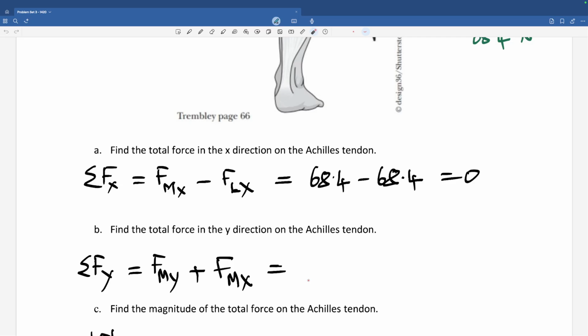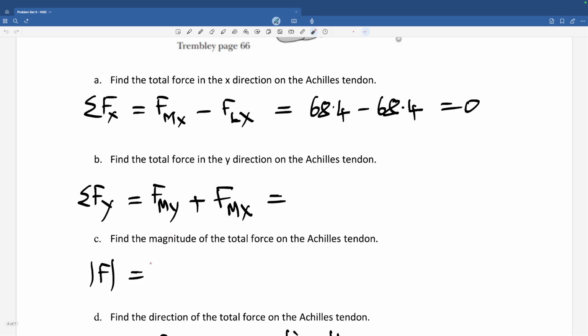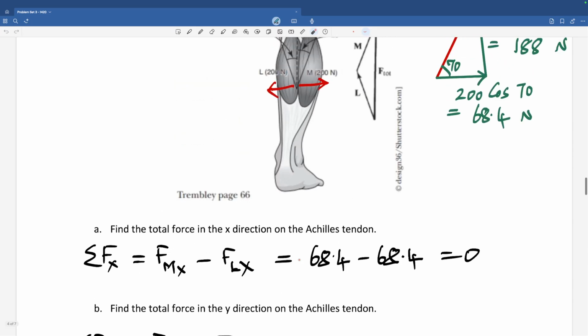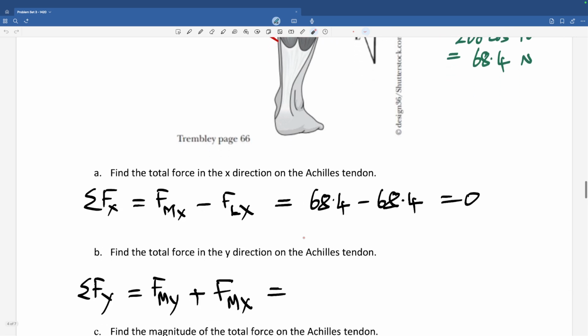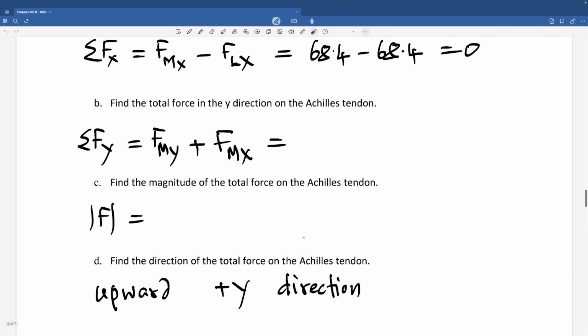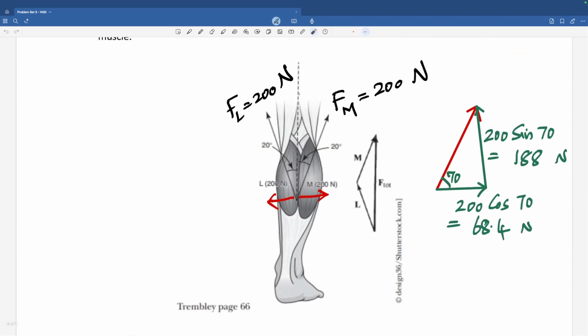Then the C part says find the magnitude of the total force. Well, when it says magnitude, you're looking for the absolute value, okay? The total force is simply the sum of the y components. So 188 plus 188, because the x cancelled out. So that's a repeat question. Find the direction of the total force. Well, it's upward. That means it's along the positive y direction. I just told you. Both the 188s act up, and that's the positive y-axis. So that's question number 2.